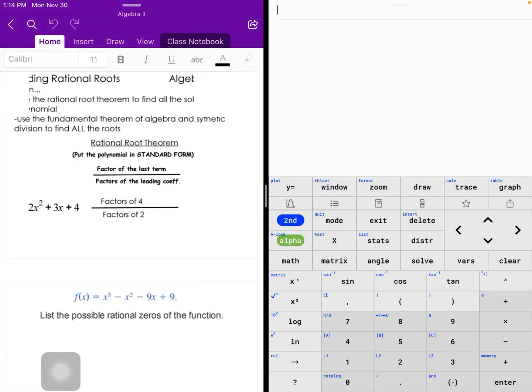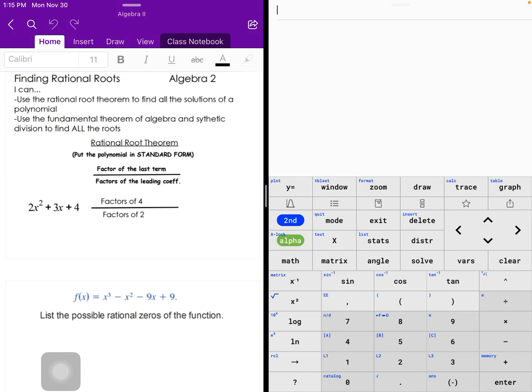The rational root theorem is a way to figure out what are some possible rational roots. It doesn't mean that all of these numbers are going to be roots or solutions or x-intercepts. It just means that these are the possible ones. So what you're going to do is take the factors of the last term, so in my case 4, and the factors of the leading coefficient, again 2, and make a fraction out of it.